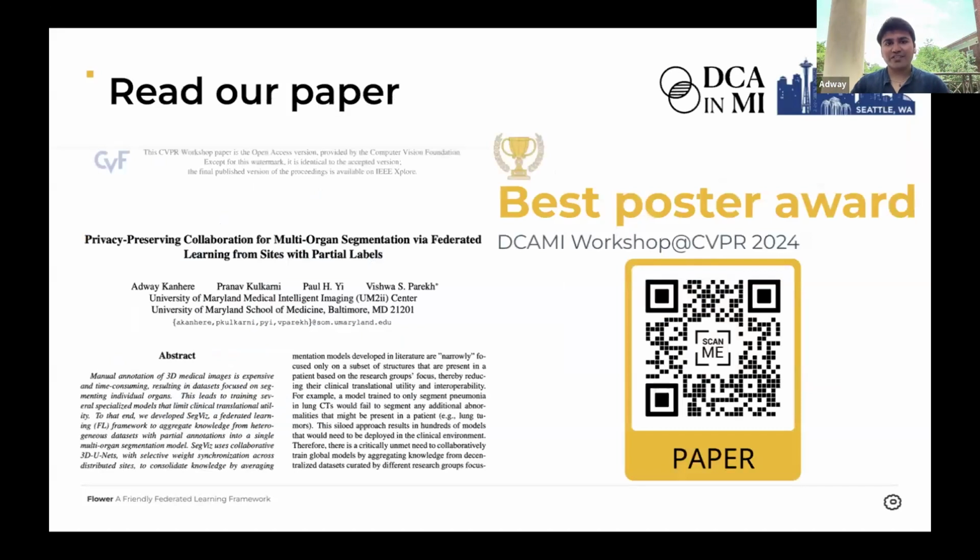And so, if you're interested in reading our paper, like Nick said, we just presented this at the DCAMI workshop at CVPR, where this was awarded the Best Poster Award. We're really excited, and if you do want to check it out, we highly recommend you read our paper, and you can get more information about how we've implemented this from a research perspective.